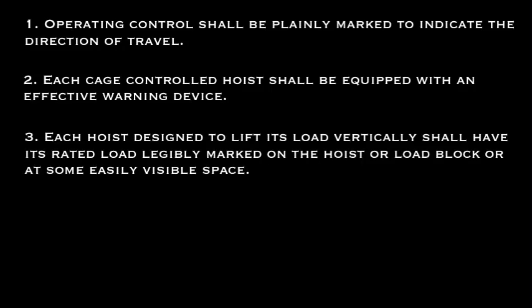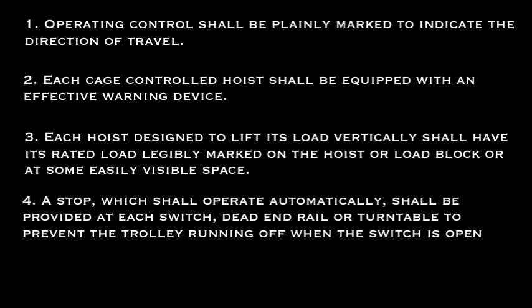Number 1. Operating controls shall be plainly marked to indicate the direction of travel. Number 2. Each cage control hoist shall be equipped with an effective warning device. Number 3. Each hoist designed to lift its load vertically shall have its rated load legibly marked on the hoist or load block or at some easily visible space.